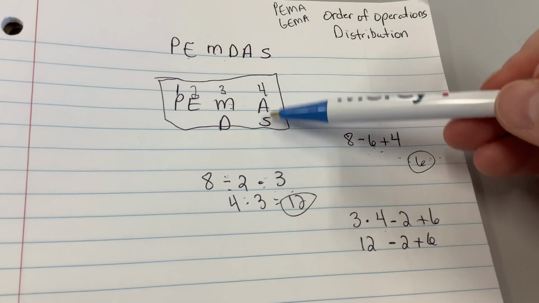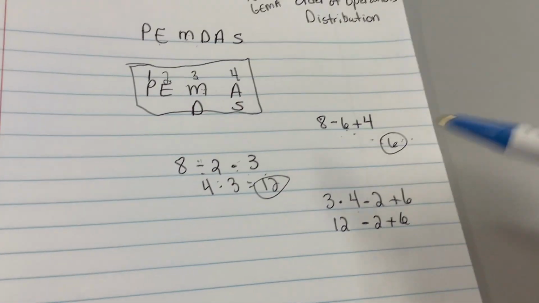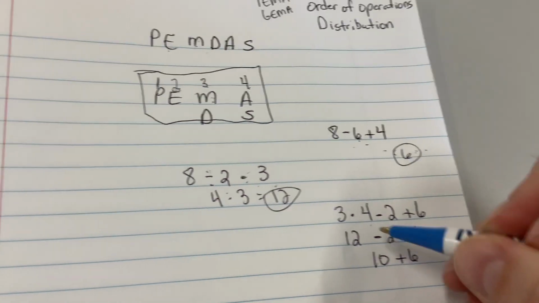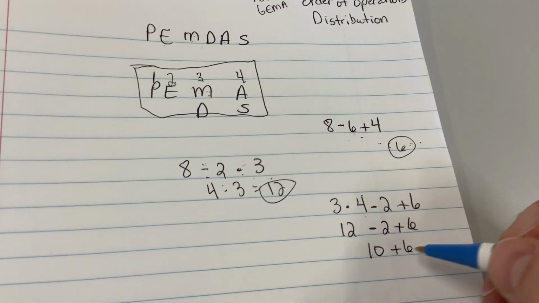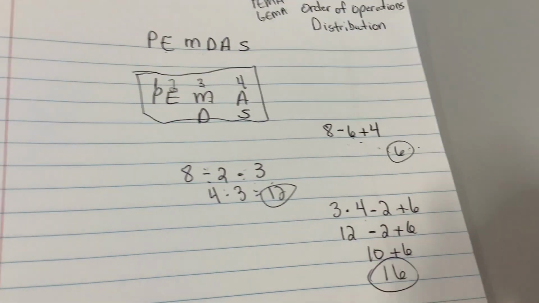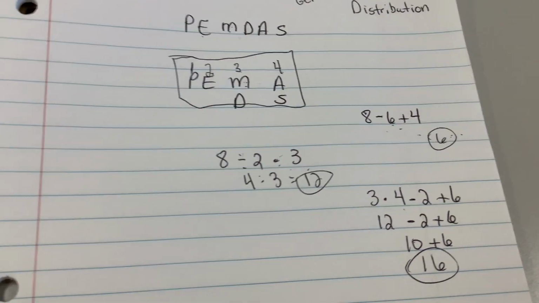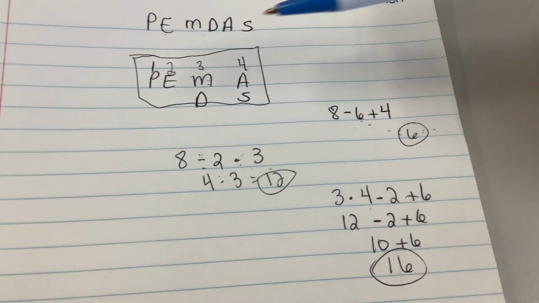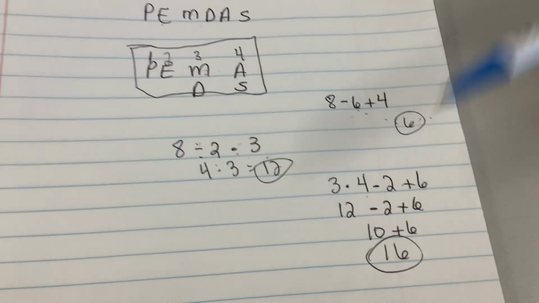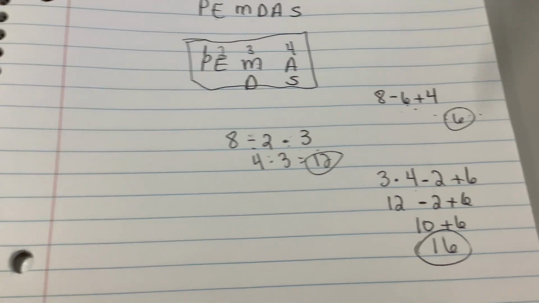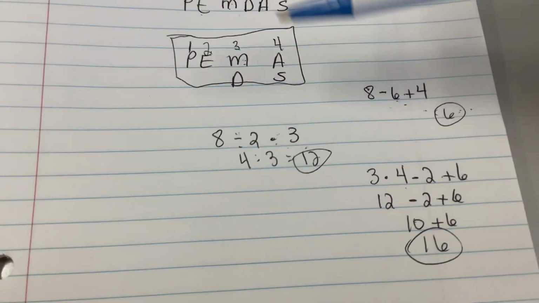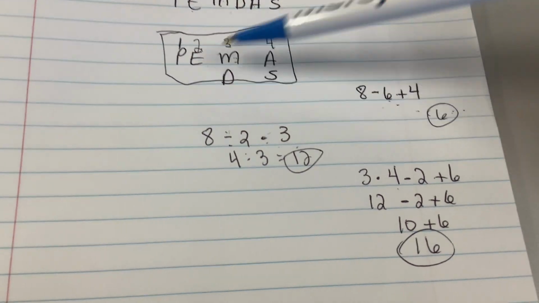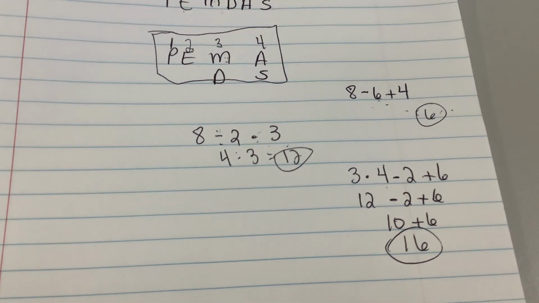Well, subtraction and addition are a tie, so I'm just going to go from left to right. 12 minus 2 is 10. Okay, so I just did one step, and now my last step is to add those two. So that shows that you have to go in this order, 1, 2, 3, 4, so that you can do the problem correctly. As far as learning it, writing it like this would probably be a good way so that you can get used to this being a tie and this being a tie.